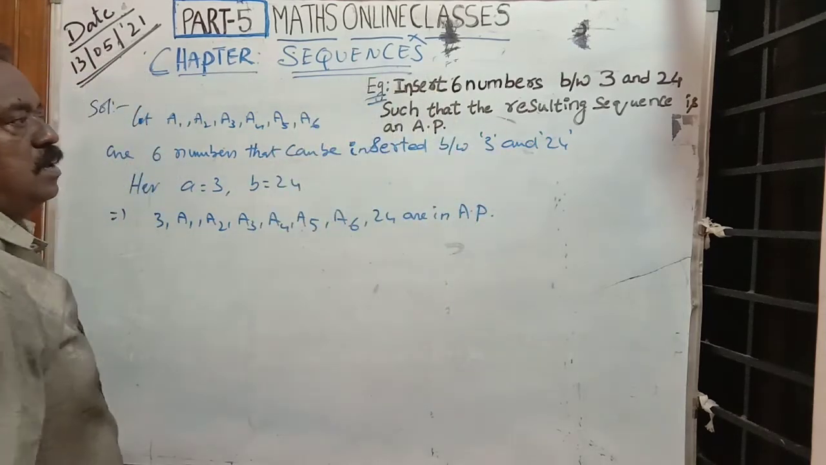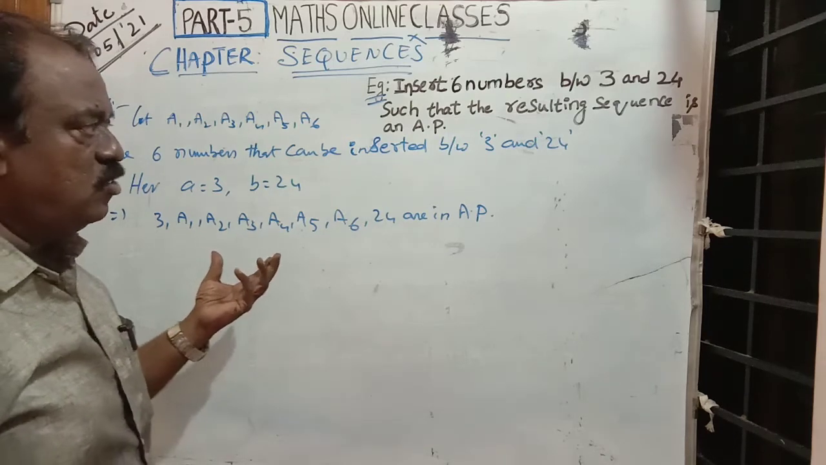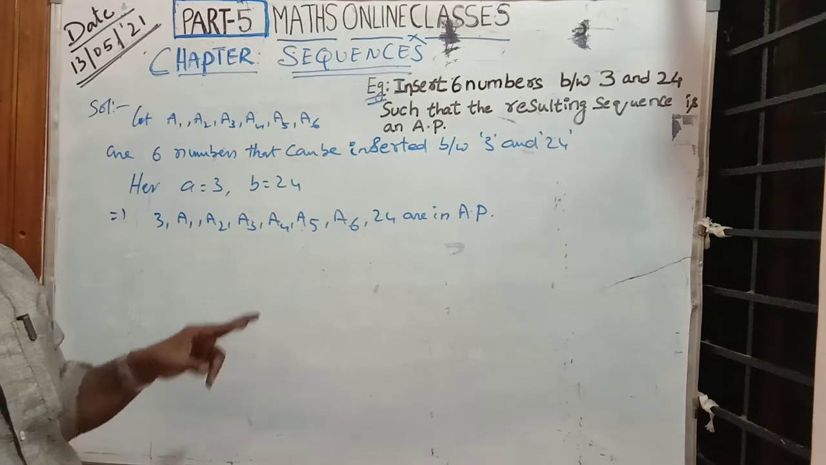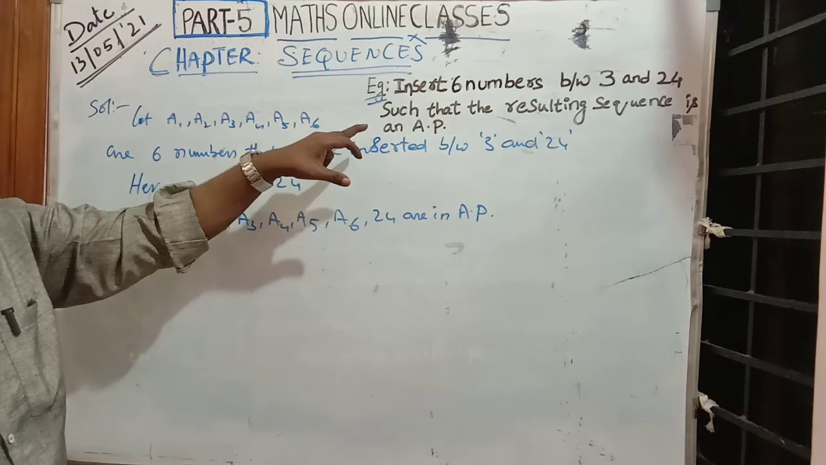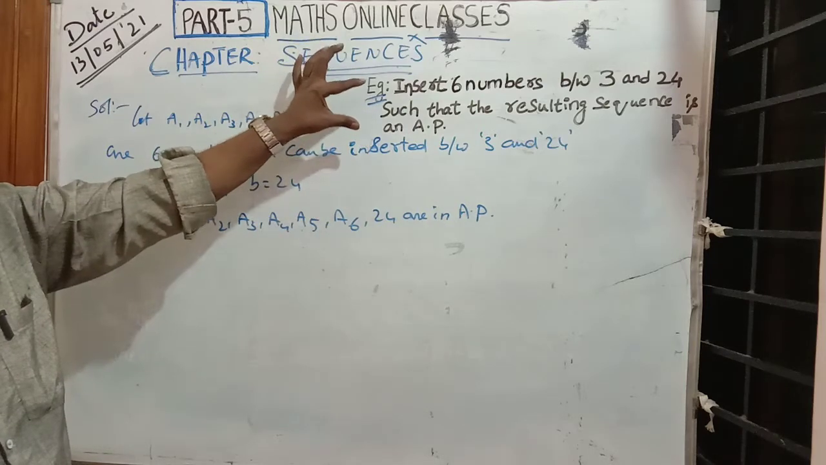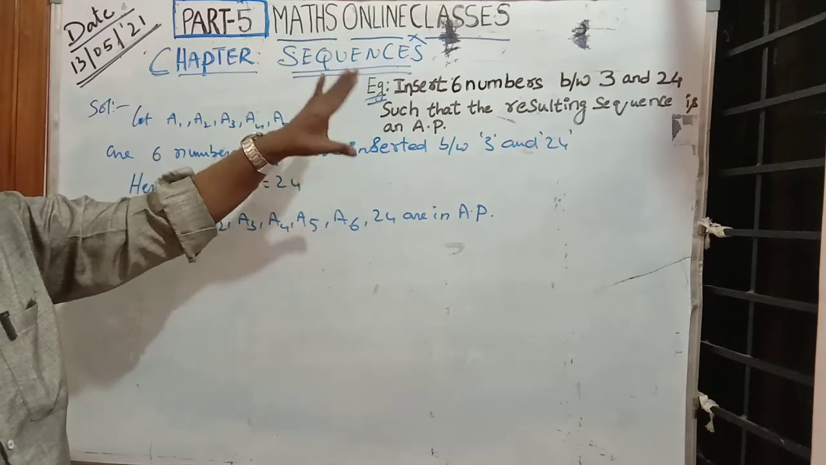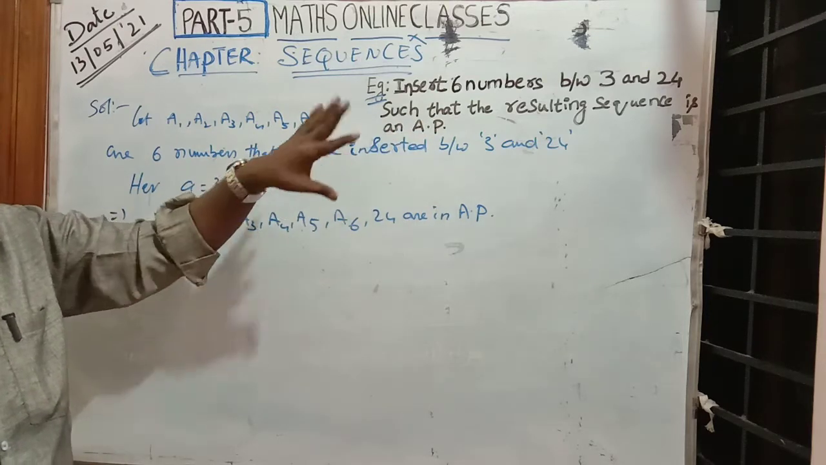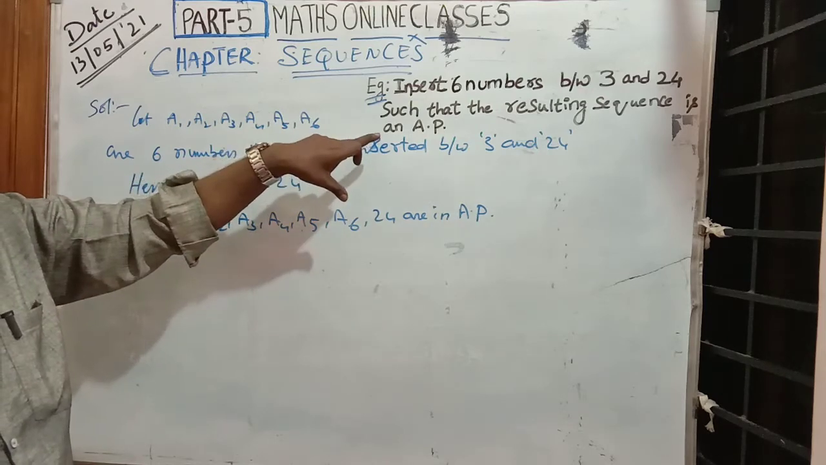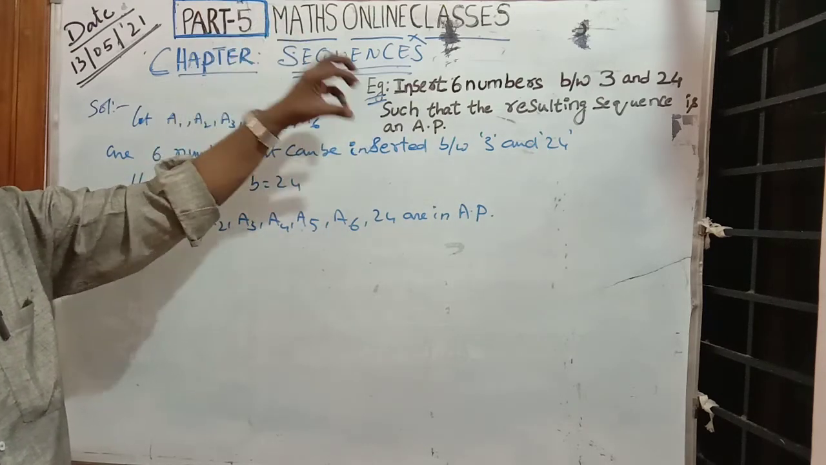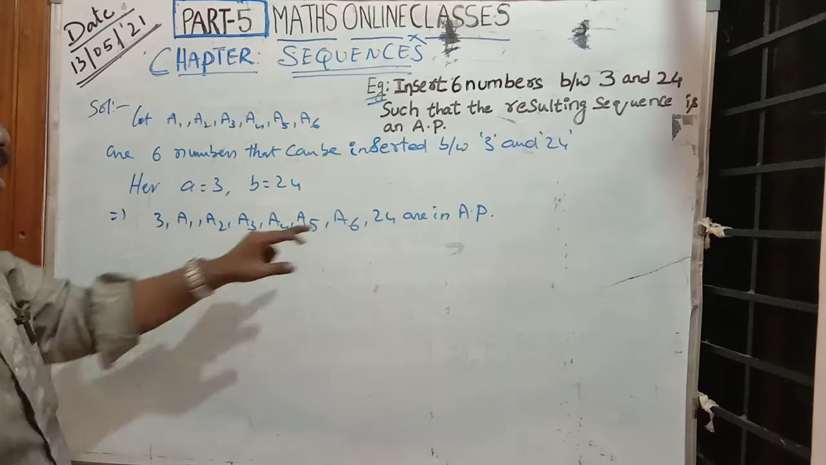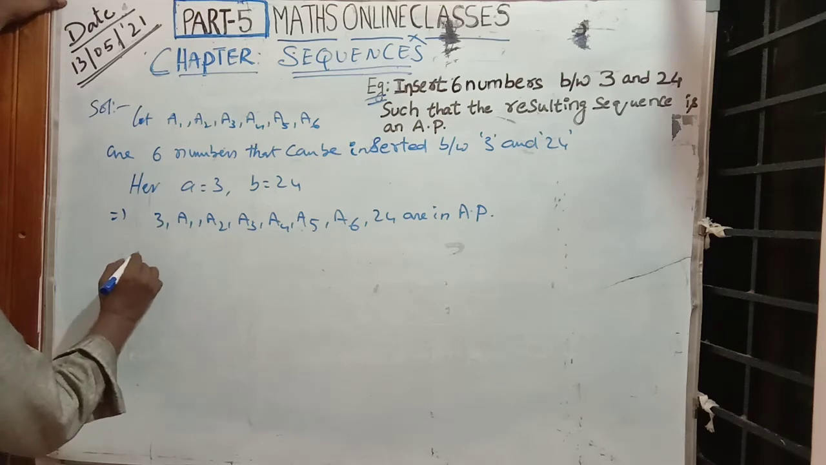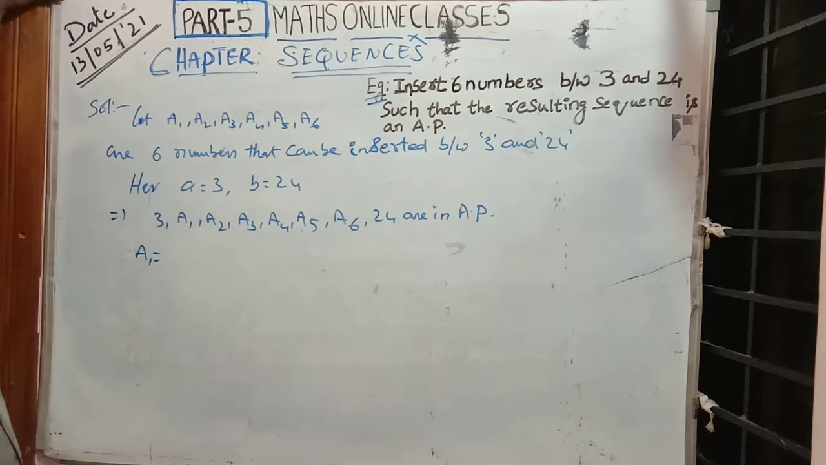That is the concept. That resulting sequence, resulting series, resulting progression must be AP. Because the same question will be asked with the resulting sequence in GP also. Like that also is there. So here it is clearly given that it is in AP, so the resulting series is AP. Here what is A1? I have to find that A1.